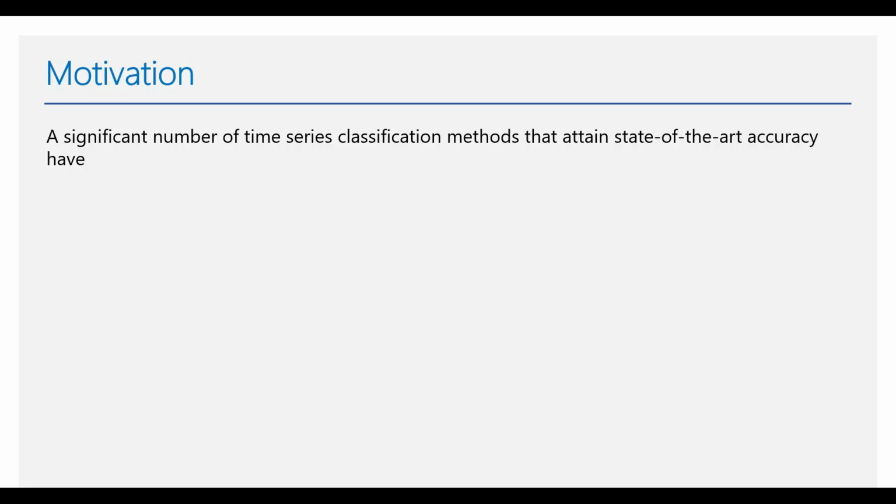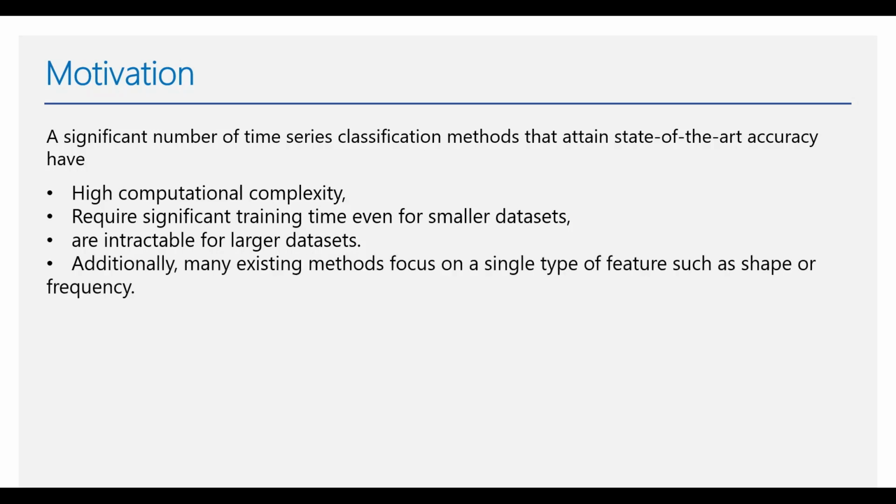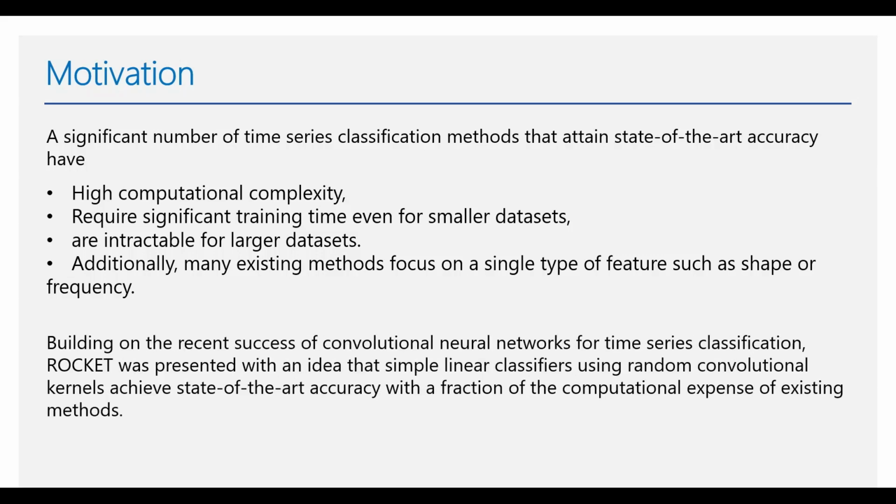So the motivation for the development of this new method is that a significant number of time series classification methods that attain state-of-the-art accuracy have high computational complexity, require a significant amount of training time, and are intractable for larger data sets. Also, the existing methods focus on a single type of feature. So this is what the original paper of Rocket cites as their motivation for developing the new method.